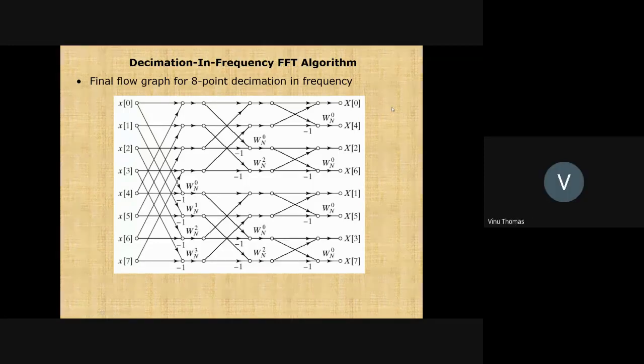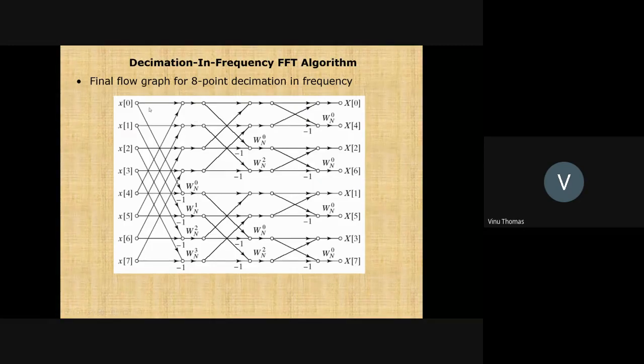So what is the total number of multiplications required? N by 2 into log N to the base 2. And what is the number of additions? N into log N to the base 2. Very good. So the number of additions is N log N to the base 2, and the number of complex multiplications is N by 2 log N to the base 2.